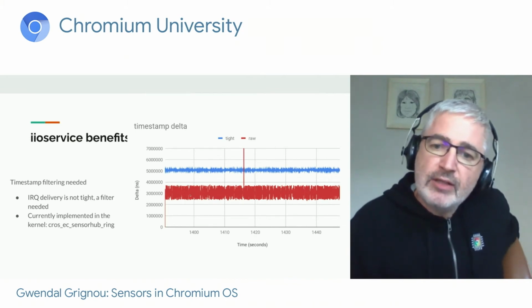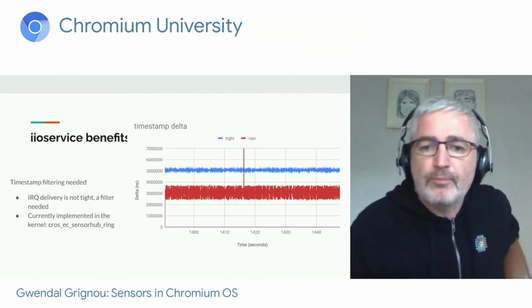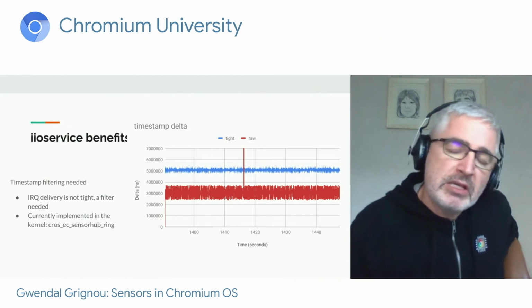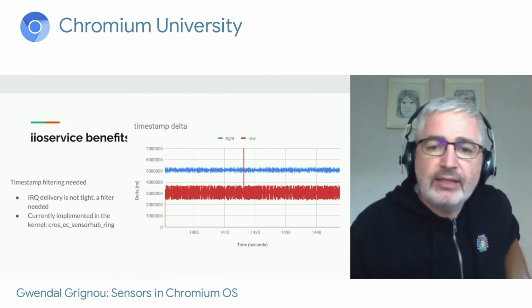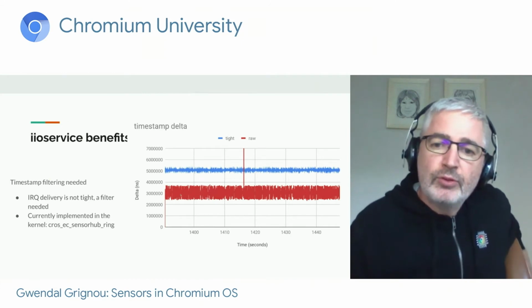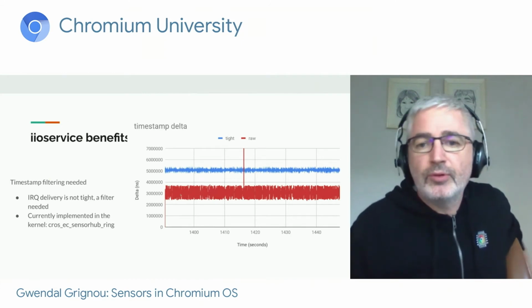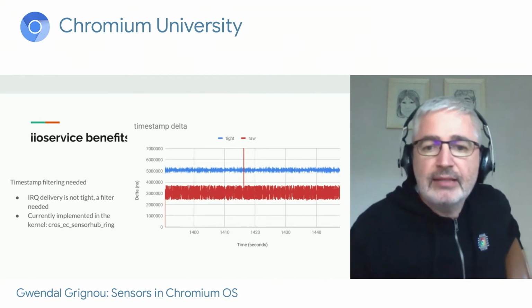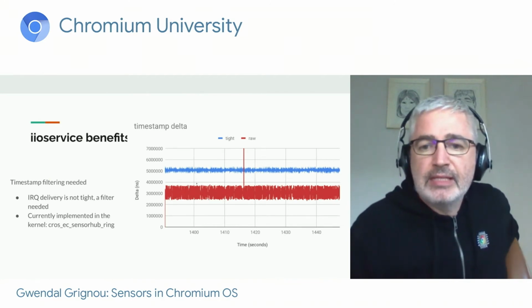And this noise is not due to the sensor. The sensor is pretty reliable. I send an event every 5 milliseconds. The EC has a very low latency too, but it's the time for the host to get the IRQ, to wake up the sensor stack, and for the sensor stack to retrieve the information. This delta here, there is variation in the timing.